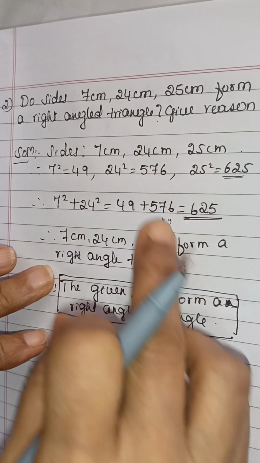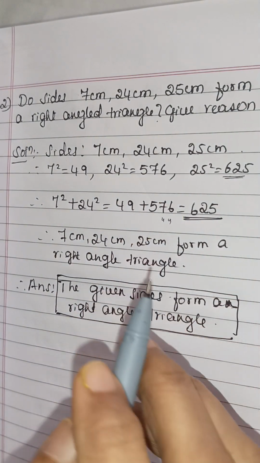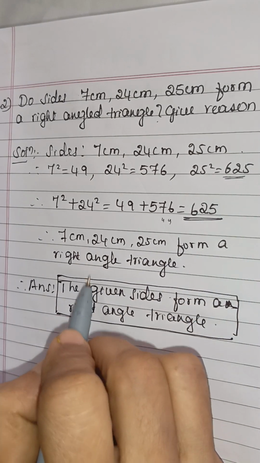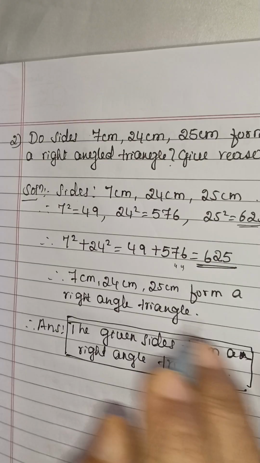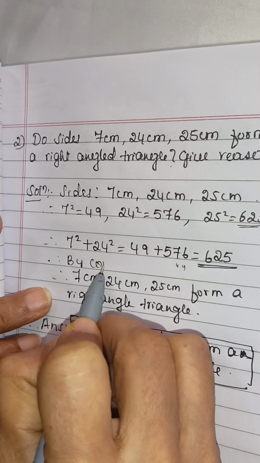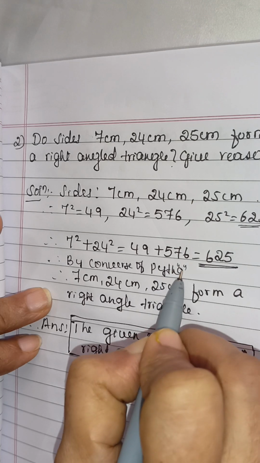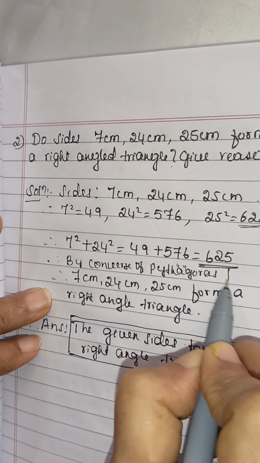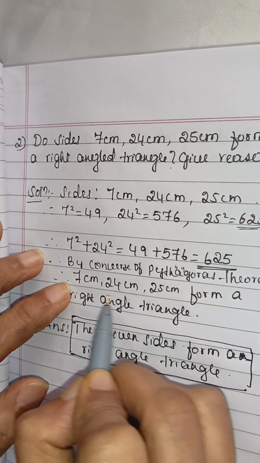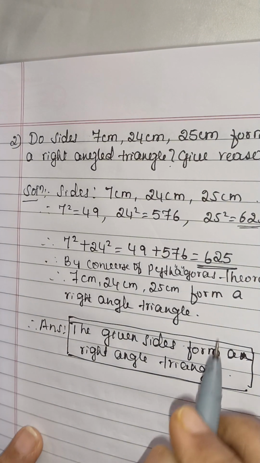This is actually the converse of Pythagoras theorem. We have to prove that this is a right angle triangle. Therefore, by the converse of Pythagoras theorem, these three sides form a right angle triangle.